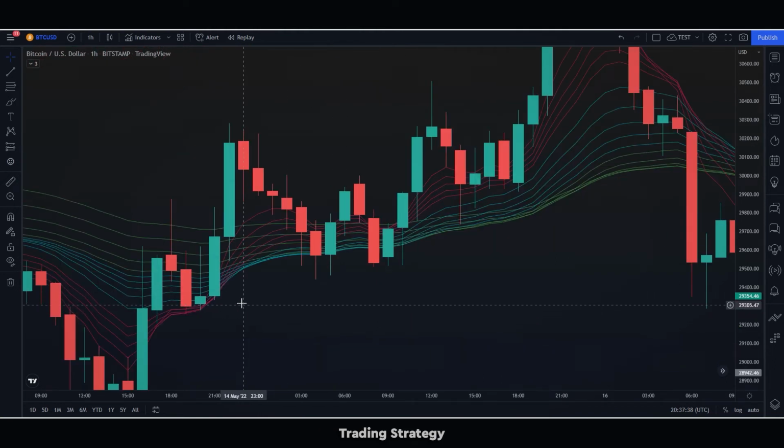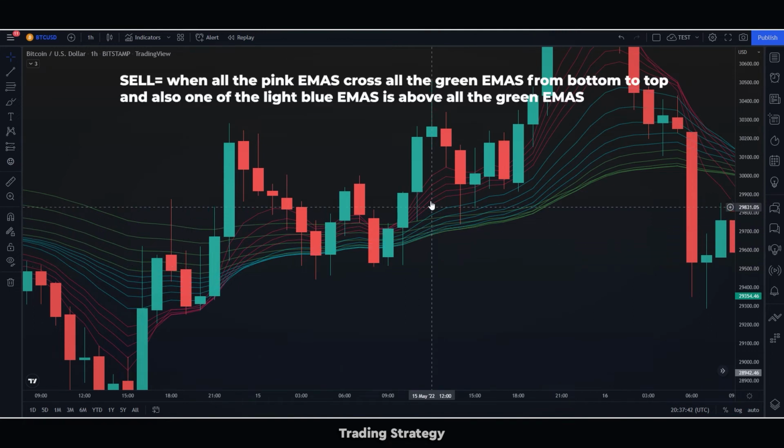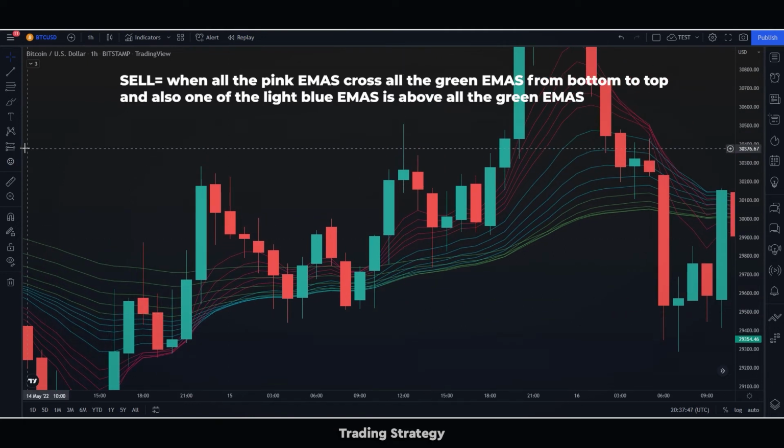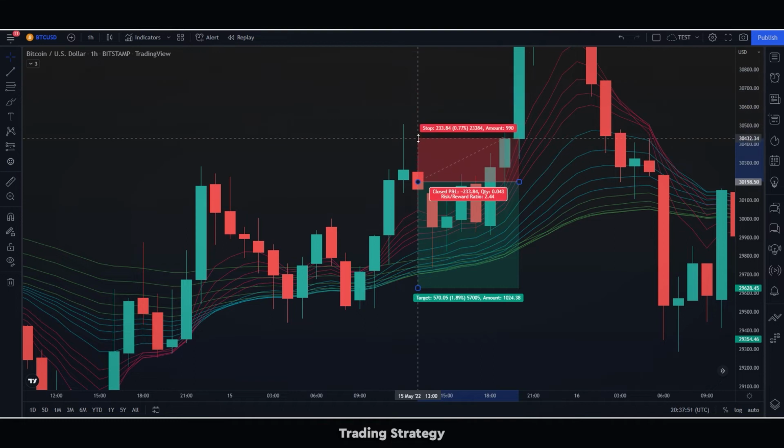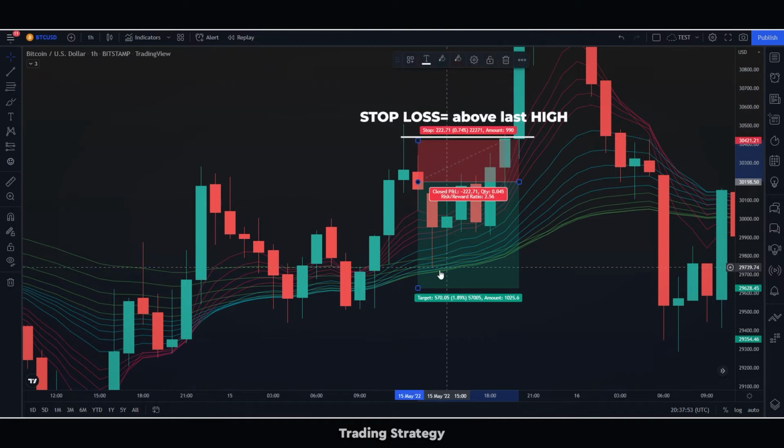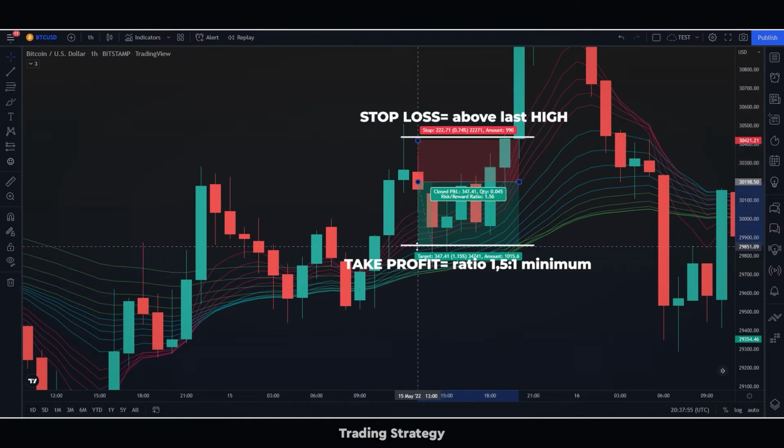In the case of wanting to carry out a sell operation, we will carry it out when all the pink EMAs cross all the green EMAs from bottom to top, and also one of the light blue EMAs is above all the green EMAs. If this happens, we will carry out the sell operation. We will put our stop loss a little above the point where we made the operation, if possible above the last high, and our take profit in a risk-benefit ratio of 1.5 to 1.